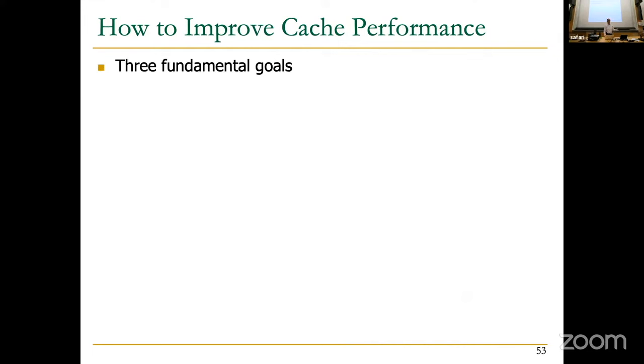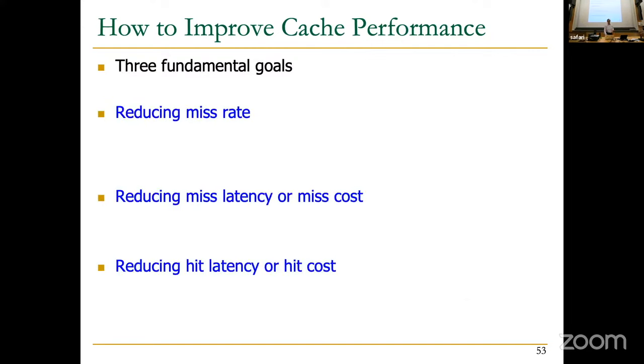And the main thing is, the main goals are actually three. There are three fundamental goals. You want to reduce the miss rate, you want to reduce the miss latency or miss cost, and you want to reduce hit latency or hit cost. And some of these go against each other, unfortunately.